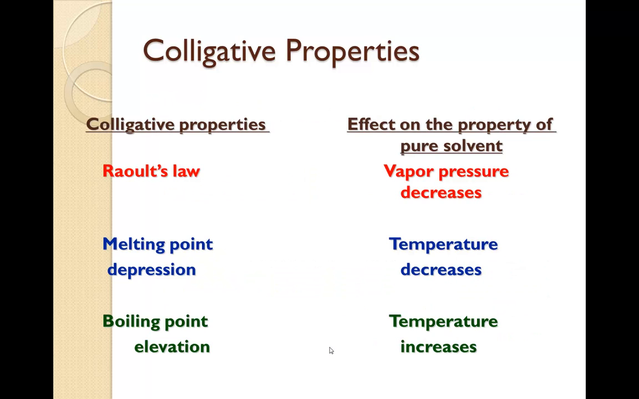So there are three different colligative properties we're going to discuss over time. Raoult's law is the one depending on this, and it's the vapor pressure, which decreases when a solute is added. Melting point depression: the temperature decreases for the melting point when you add a solute. And boiling point elevation: the temperature rises.